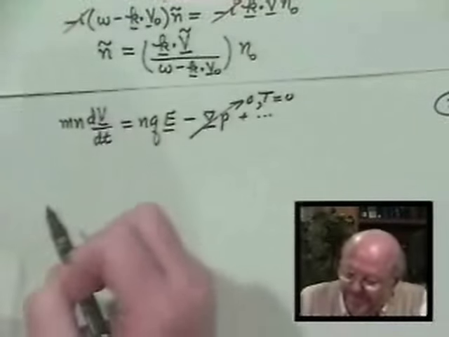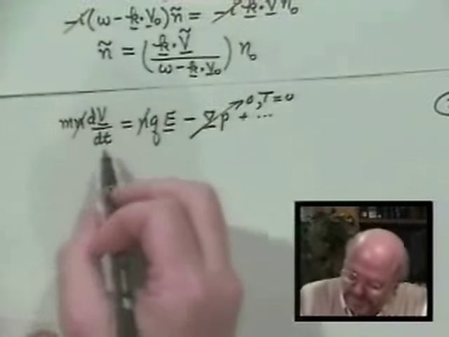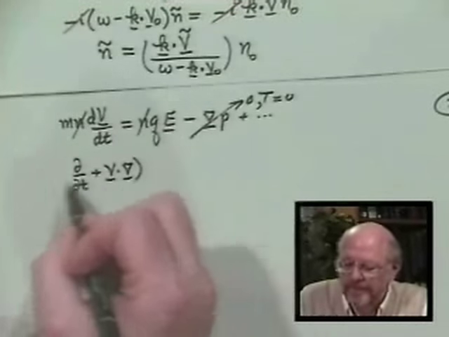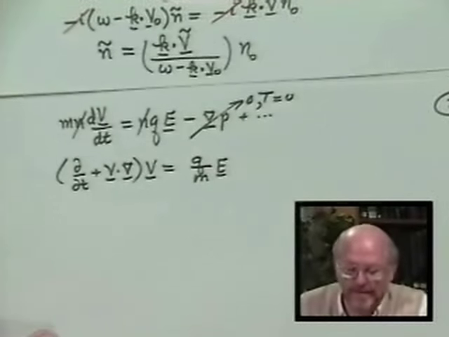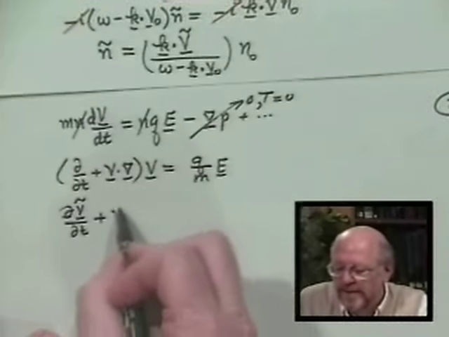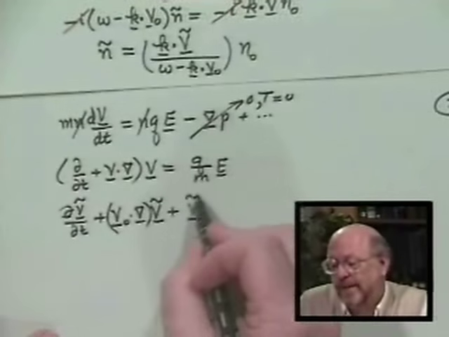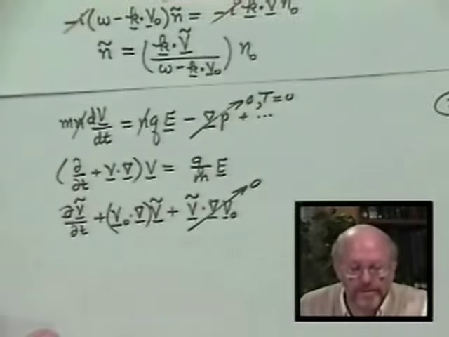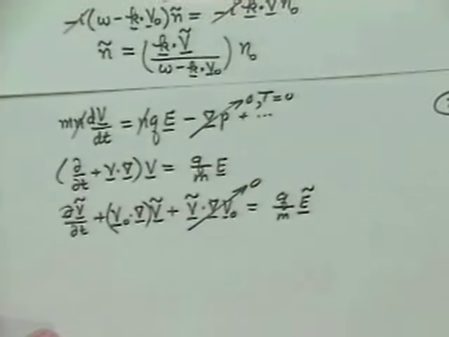So now we can go into this relationship. First off, we can cancel out the n, and then d by dt, remember, was the partial with respect to t plus v dot del, times the flow velocity, and that's equal to q over m times E. Now, if we linearize, this becomes partial of v tilde with respect to t plus v naught dot del of v tilde. You could imagine I might also have a linear term v naught dot del v naught, but we assume a uniform flow, so that's equal to zero. And then this is equal to q over m times the fluctuating electric field.